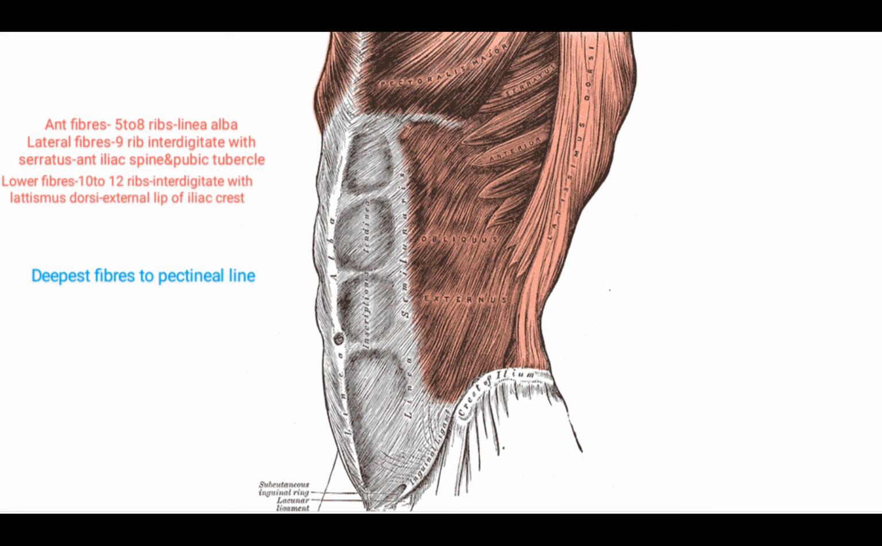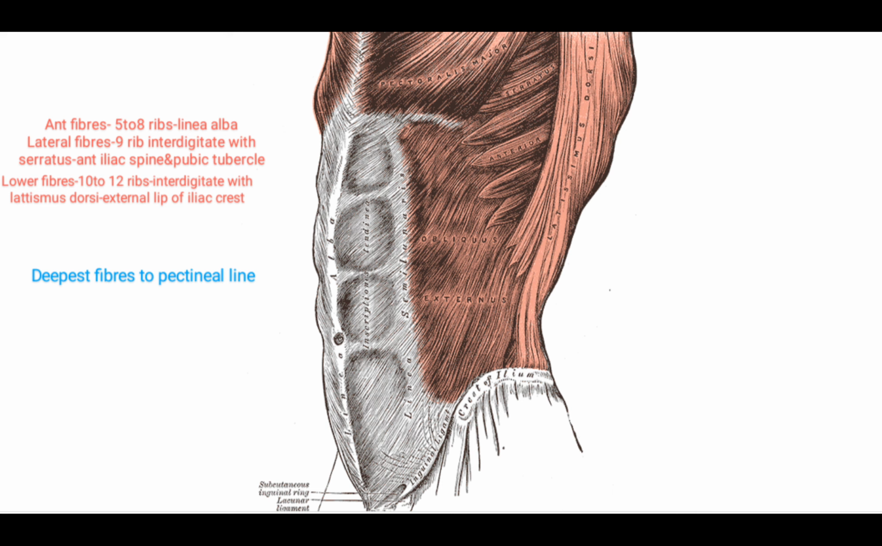And the vascular supply of the muscle is from the lower posterior intercostal, subcostal, superior and inferior epigastric, superficial and deep circumflex, and posterior lumbar arteries. Those are the arteries involved in its vascular supply.